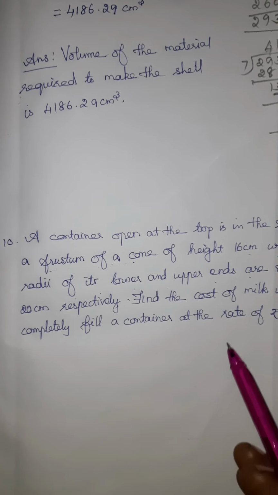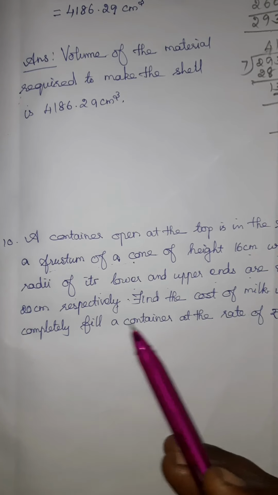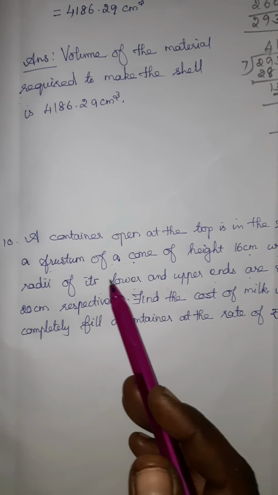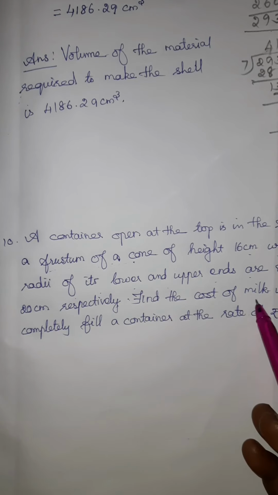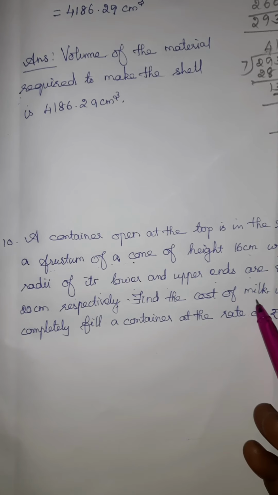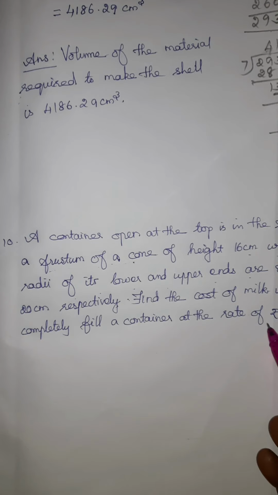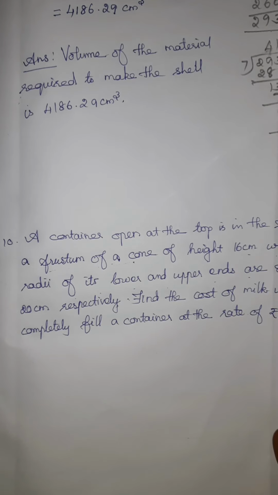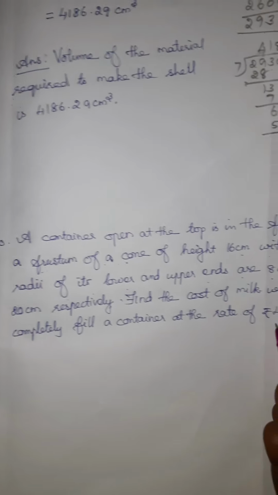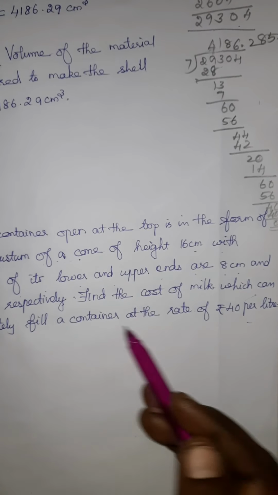So first of all, you need to find the volume of the frustum of the cone. When you find the volume of the frustum, you can find the capacity of milk in that container. If you know the capacity, you can apply this rate per liter. After getting the volume, you will get it in centimeter cube. You have to change it into liter and apply this cost. So be careful.